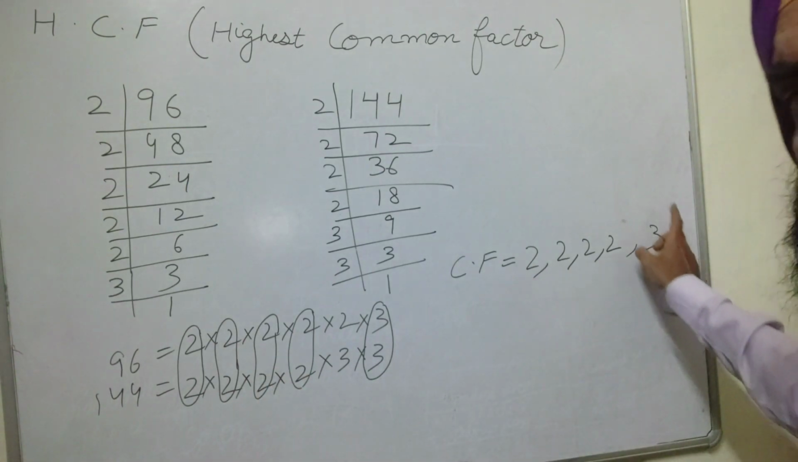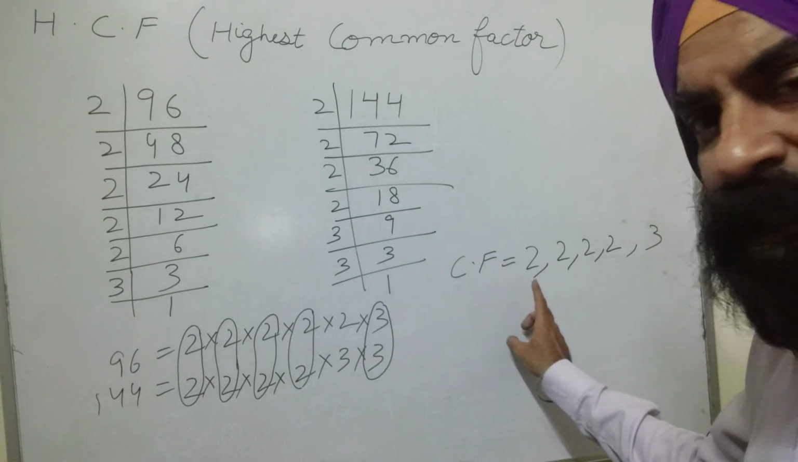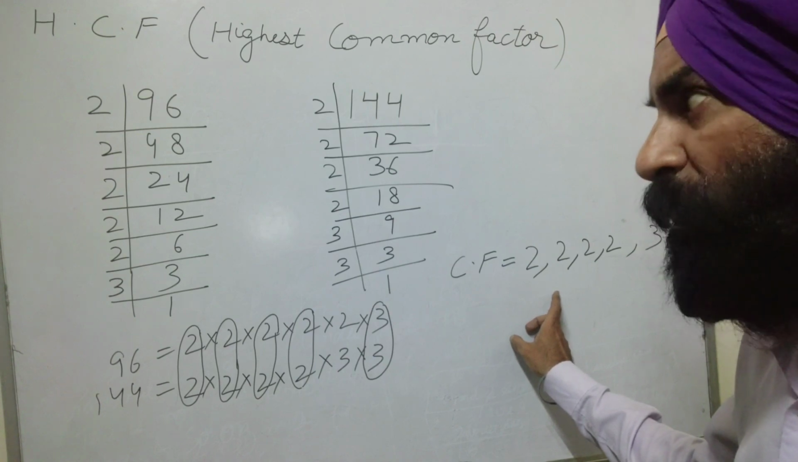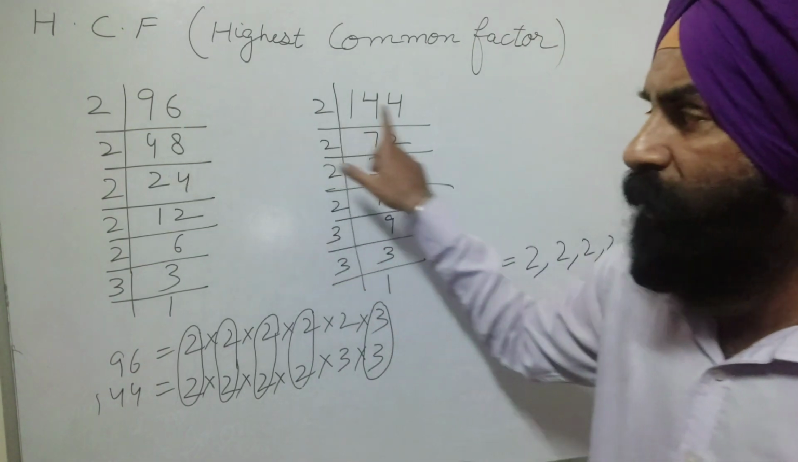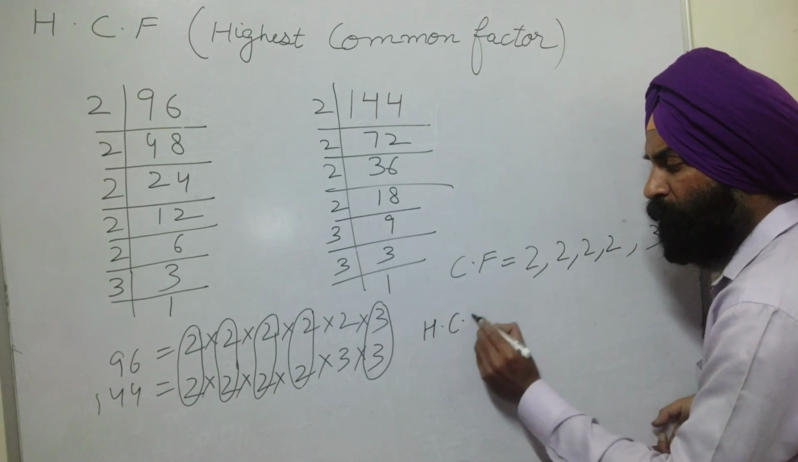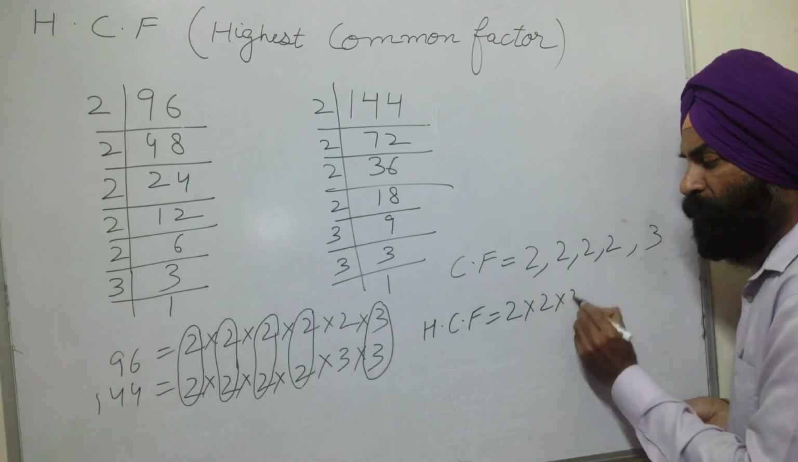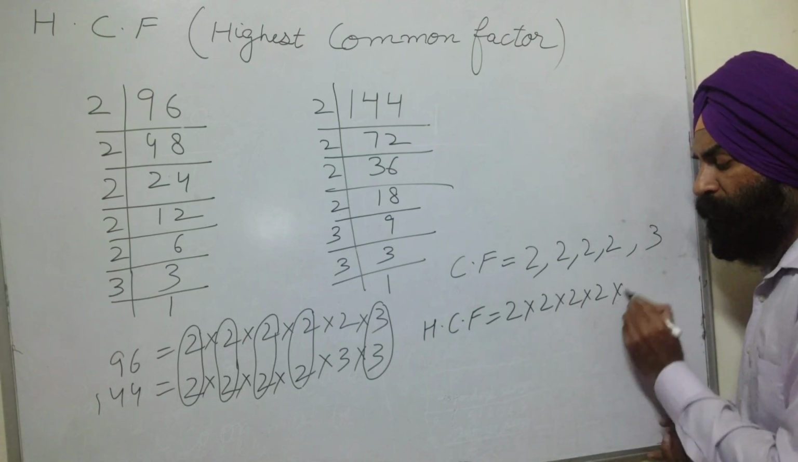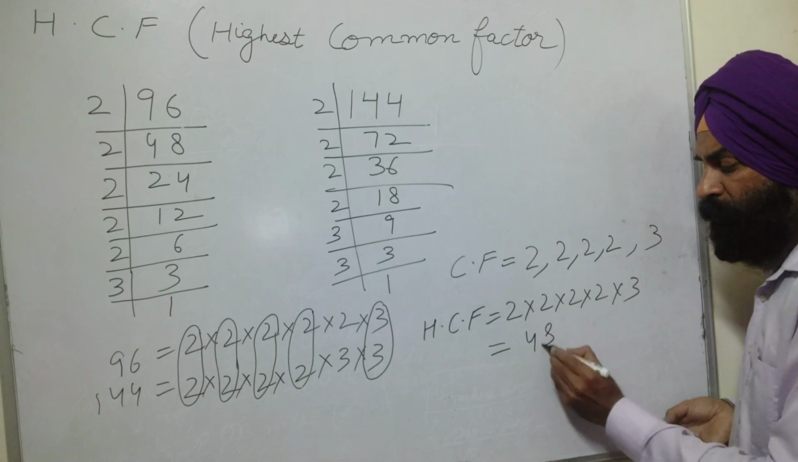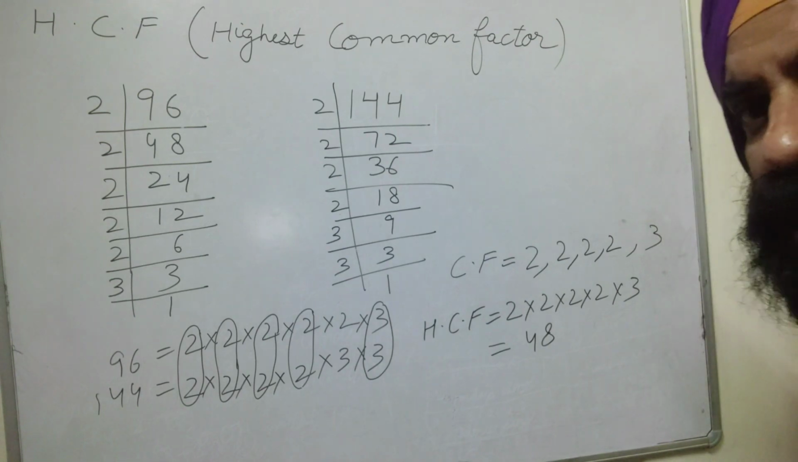Now when we multiply all these common factors together, we'll get the HCF. That means it will be the highest common factor between 96 and 144. So therefore HCF will be the product of all these numbers: 2 times 2 times 2 times 2 times 3. We will get the product as 48. So the HCF of both the numbers is 48.